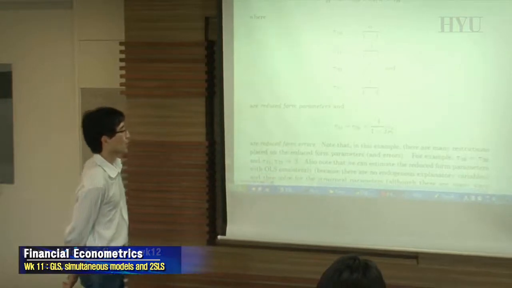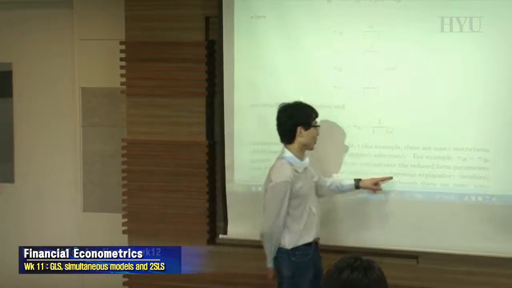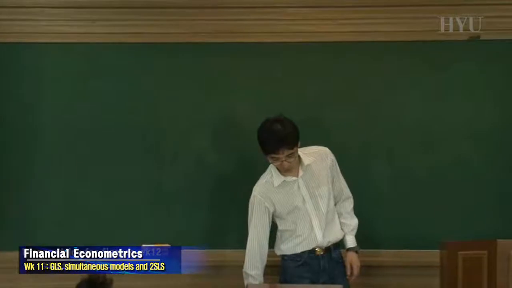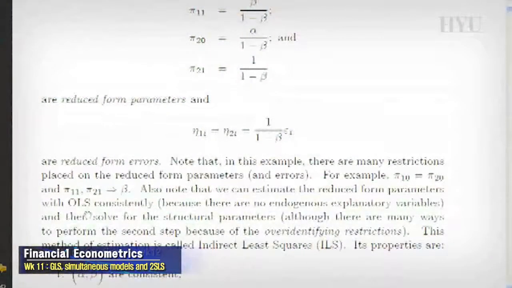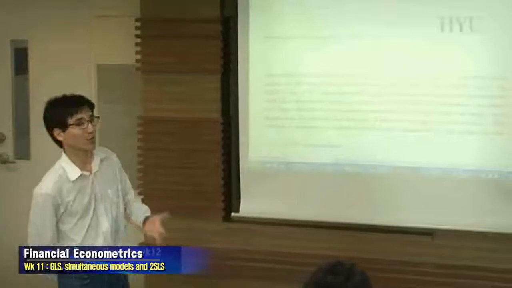Also note that we can estimate the reduced form parameters with OLS consistently because there are no endogenous variables on the right-hand side. So basically we can run OLS on the reduced form, and then solve for the structural parameters. Although there are many ways to perform this second step, because of over-identifying restrictions, which means that between our restrictions and our OLS parameters there is no one-to-one relationship. We have more restrictions than that.